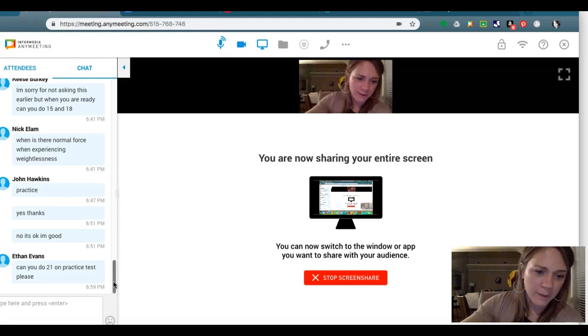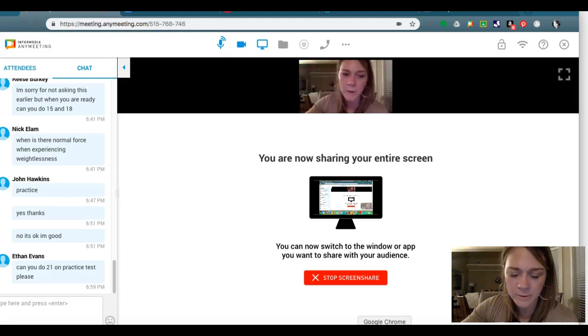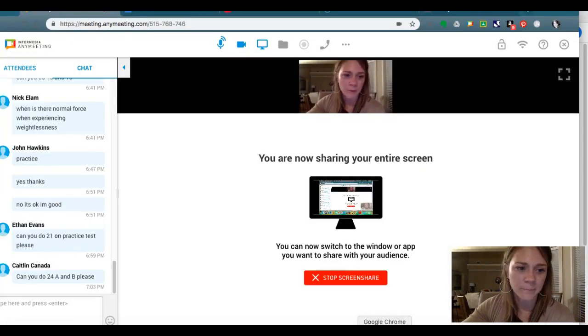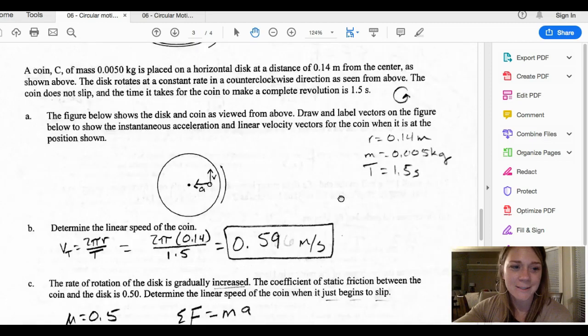Awesome. Okay, Ethan, did that help you with number 21? Or do you have any further questions about that? I hope that was the right one you were talking about. All right, Caitlin says 24A and B. So let's look at that.